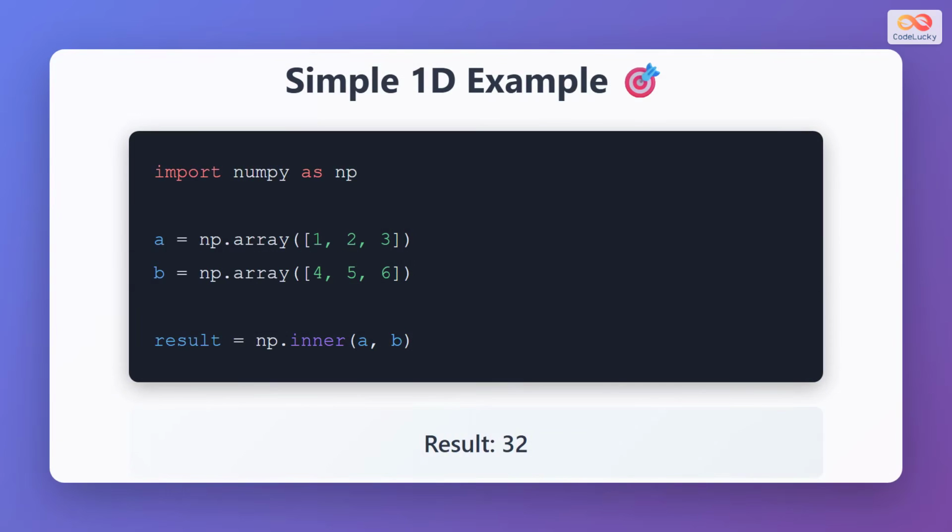Let's see a practical example with one-dimensional arrays. We create array A containing 1, 2, 3, and array B containing 4, 5, 6. When we calculate the inner product using np.inner, we get 32 as the result.